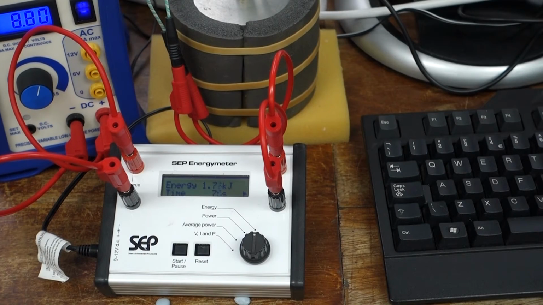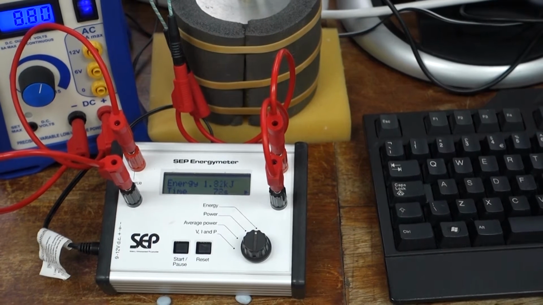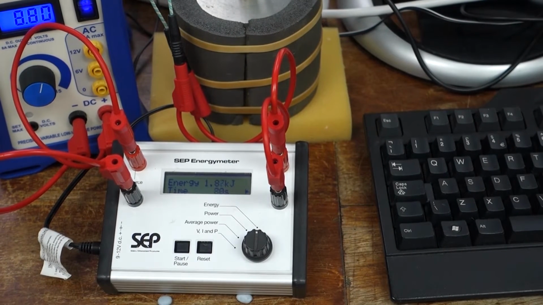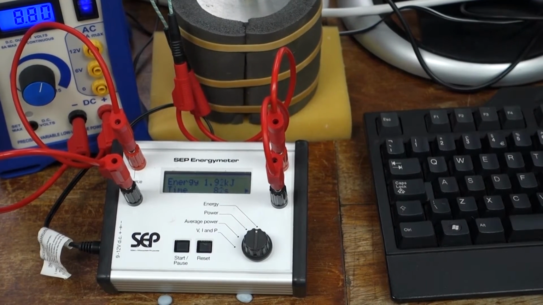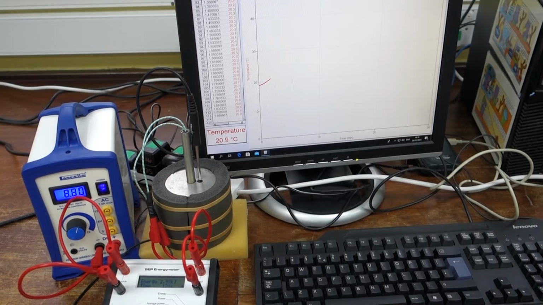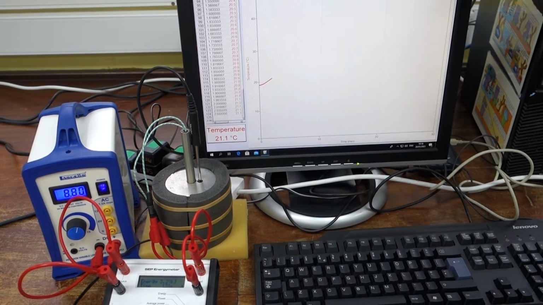Here you can see the energy meter recording the amount of energy going into the block, and you can see that it's rising steadily as the experiment continues. On the screen you can see the red line is tracking the temperature of the probe, so that's connected to the temperature probe inside the block, and you can see that it's steadily rising as the electrical energy is converted into thermal energy by the immersion heater.